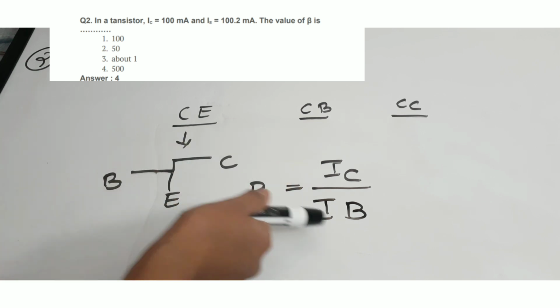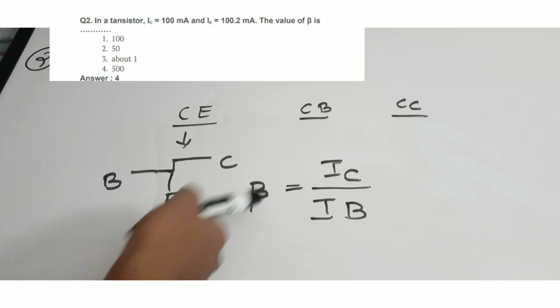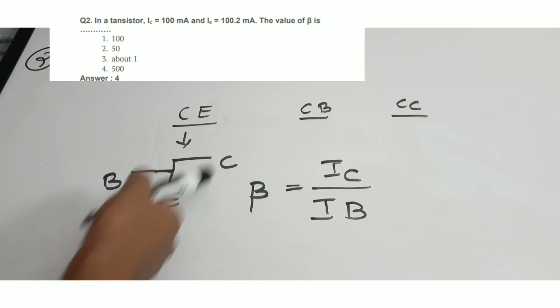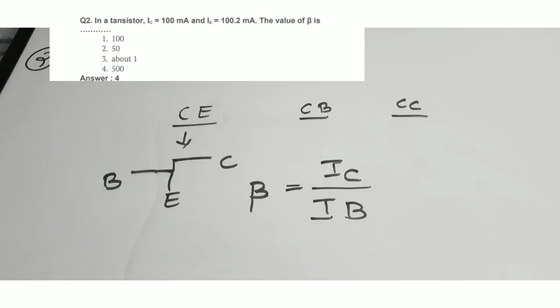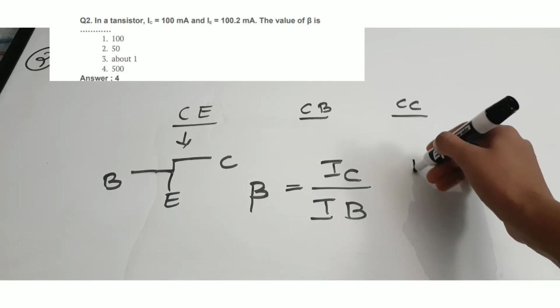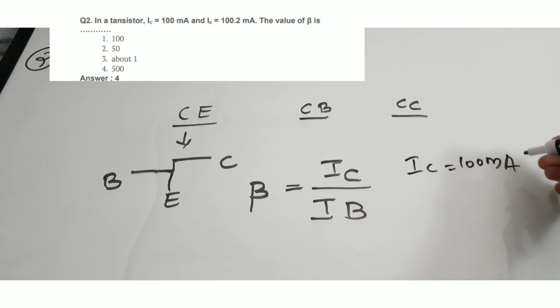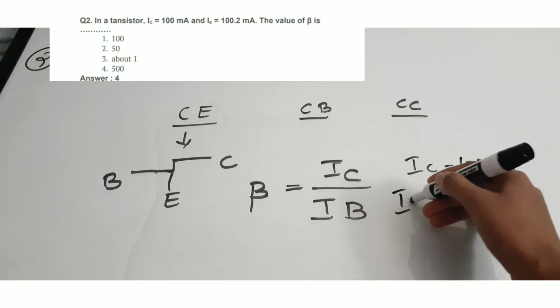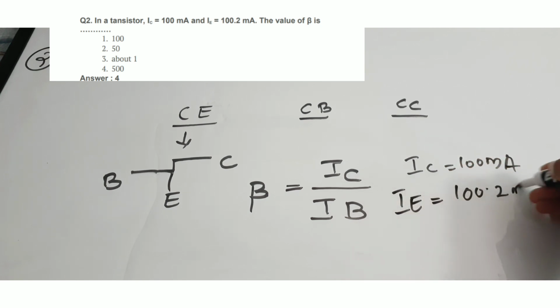Input terminal is base, so IB. Very simple. So this is beta, the letter of representation, and the expression is IC by IB. Here in this question, what all things are being given? You have the value of IC equal to 100 milliampere, and then they have given the value of IE, the emitter current, which is 100.2 milliampere.